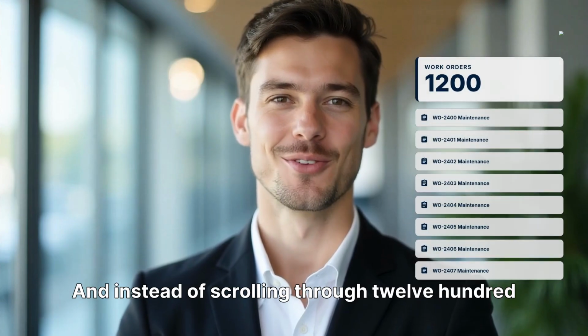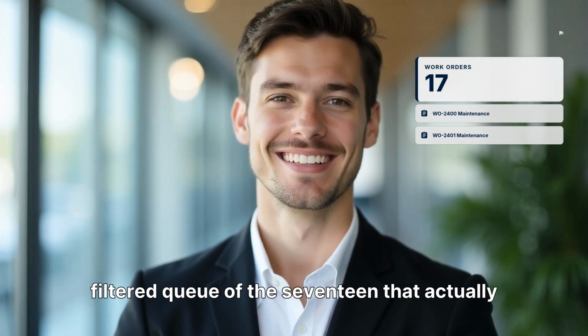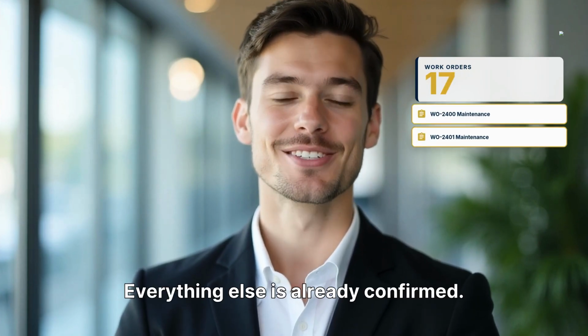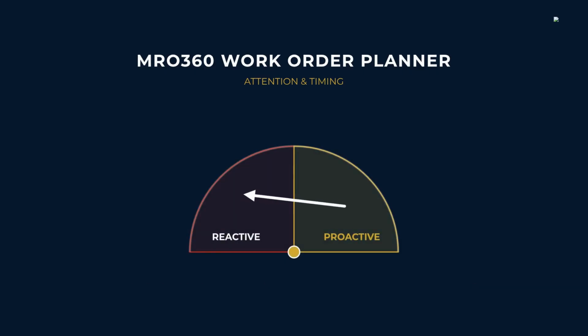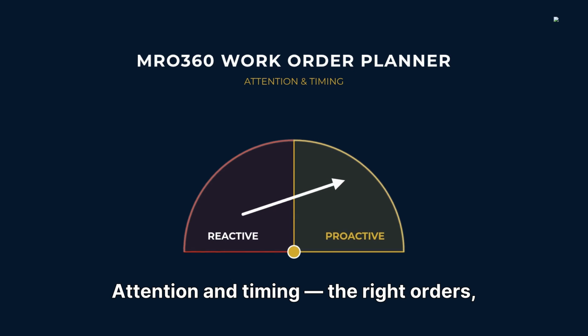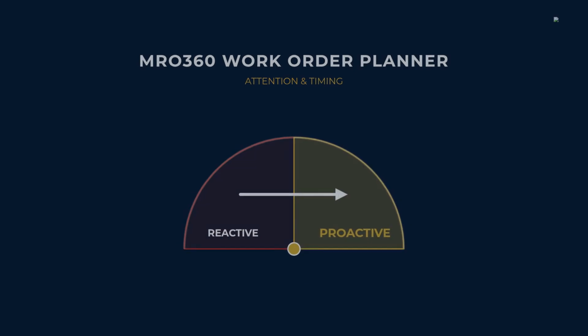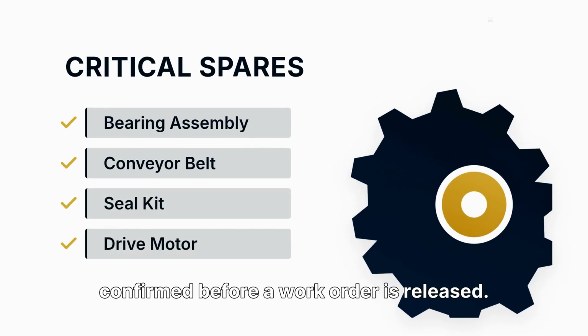And instead of scrolling through 1,200 work orders, the planner arrives to a filtered queue of the 17 that actually need attention. Everything else is already confirmed. The MRO360 Work Order Planner delivers 2 things maintenance operations have always needed: attention and timing, the right orders surfaced early enough to act, and procurement fulfillment, every critical spare confirmed before a work order is released.